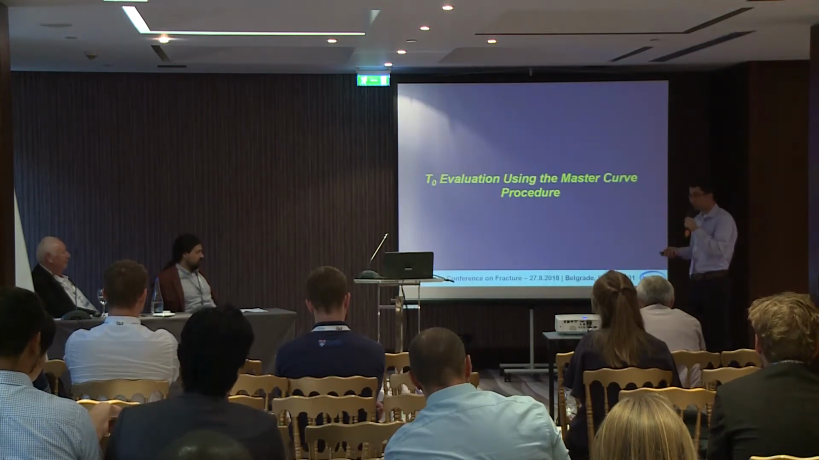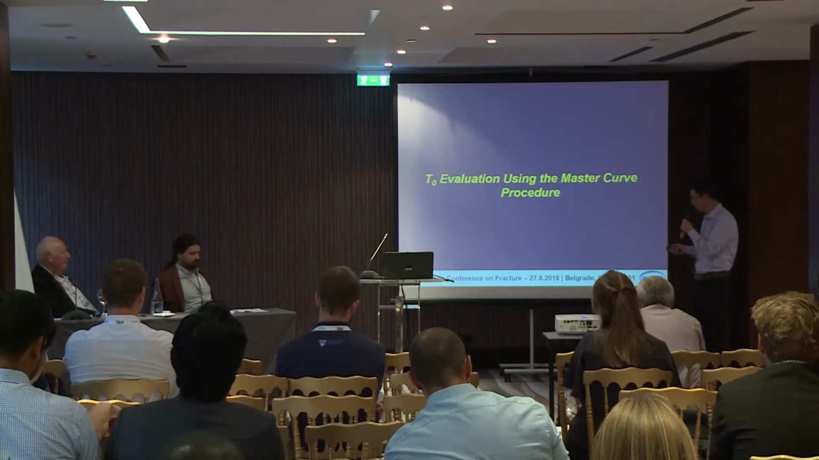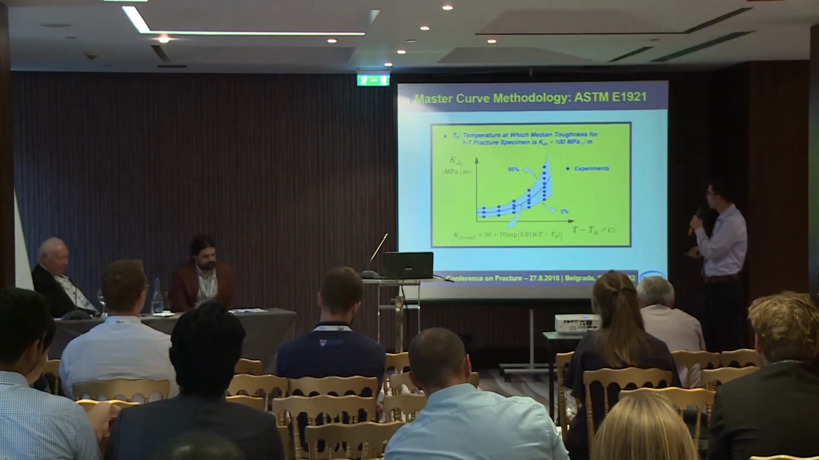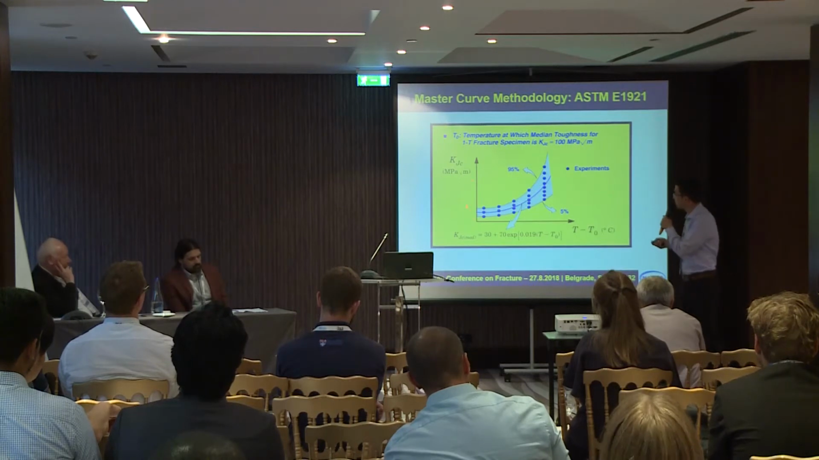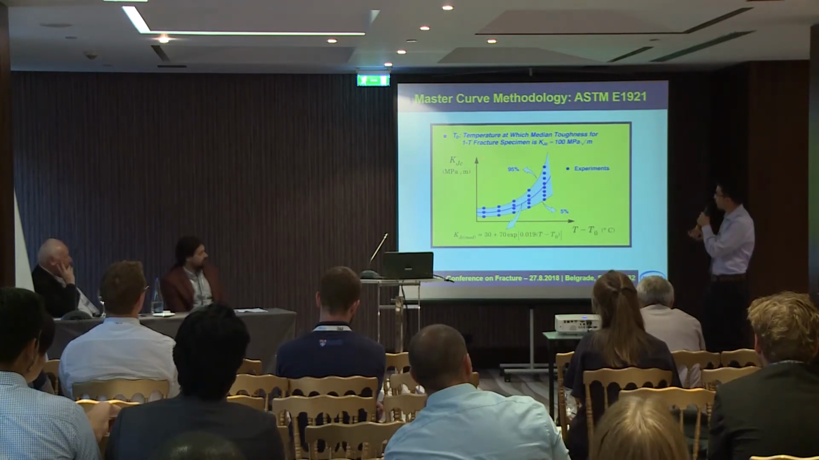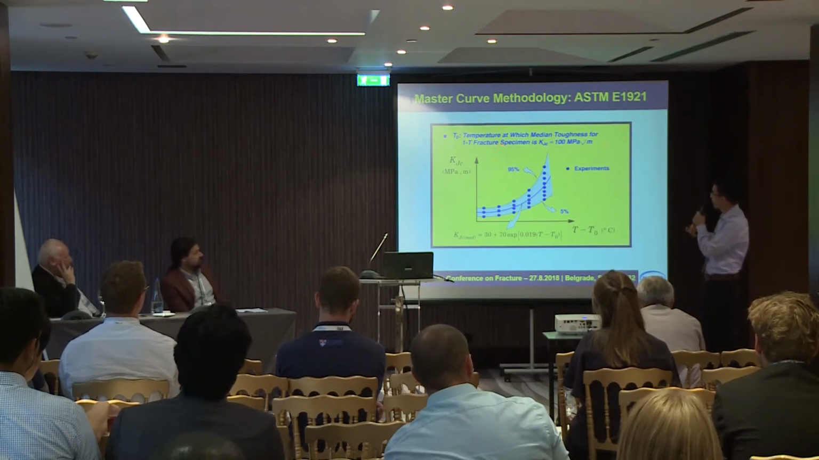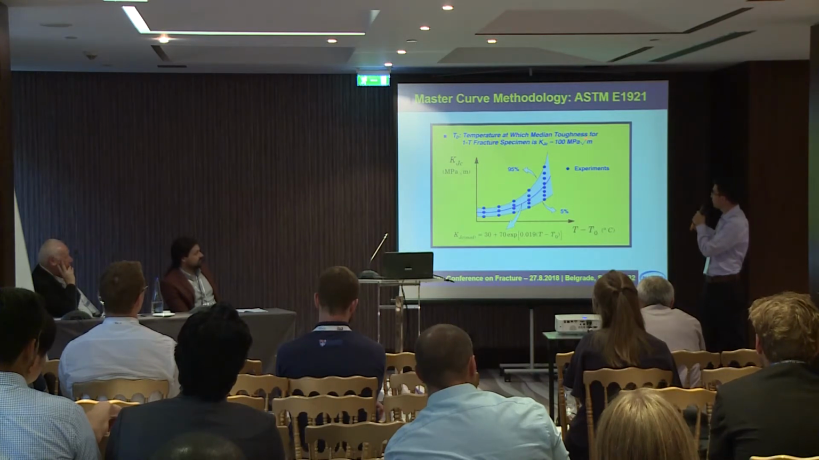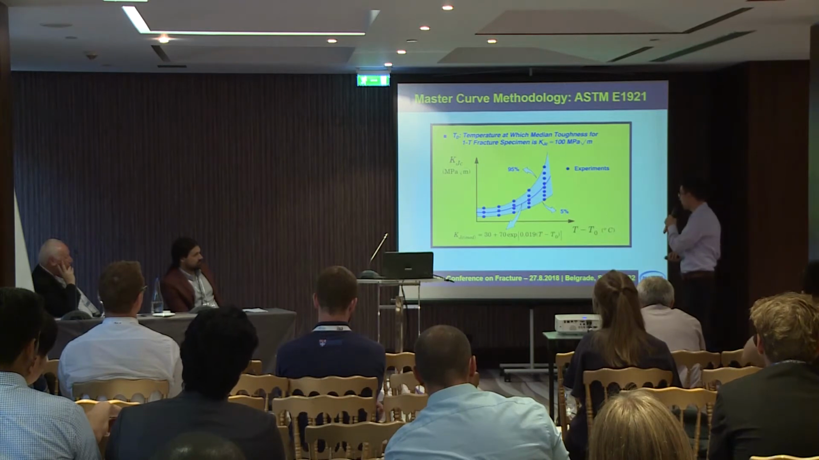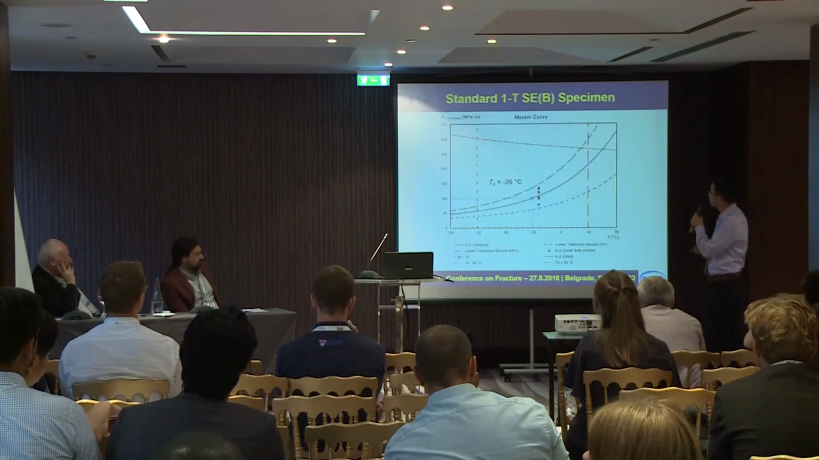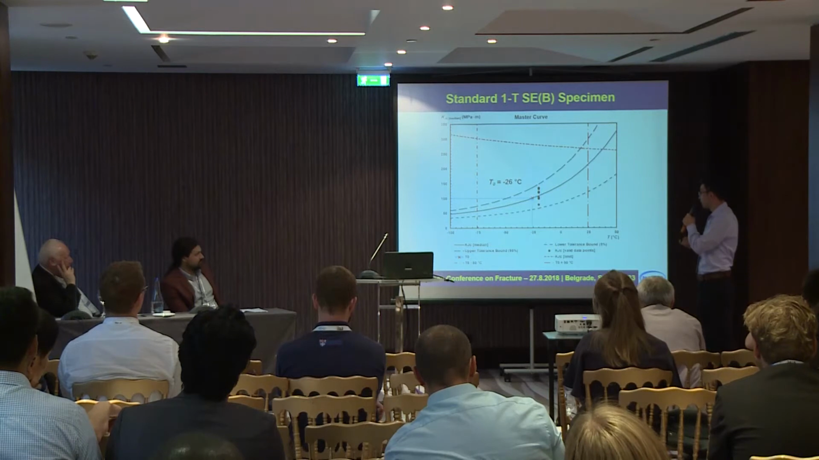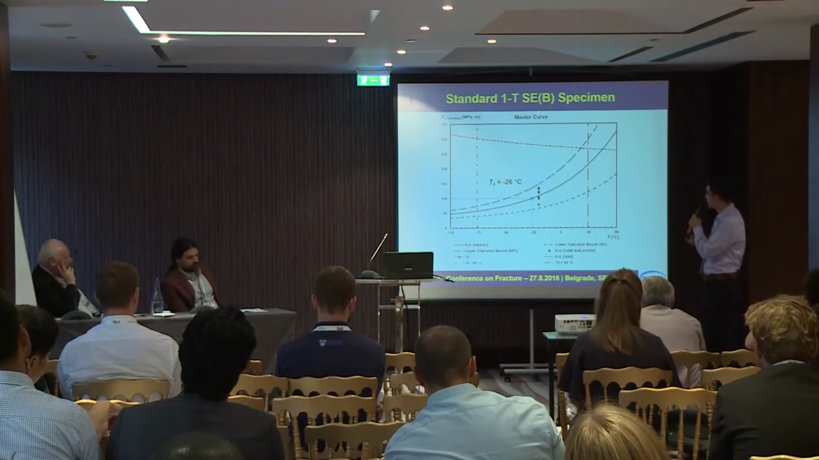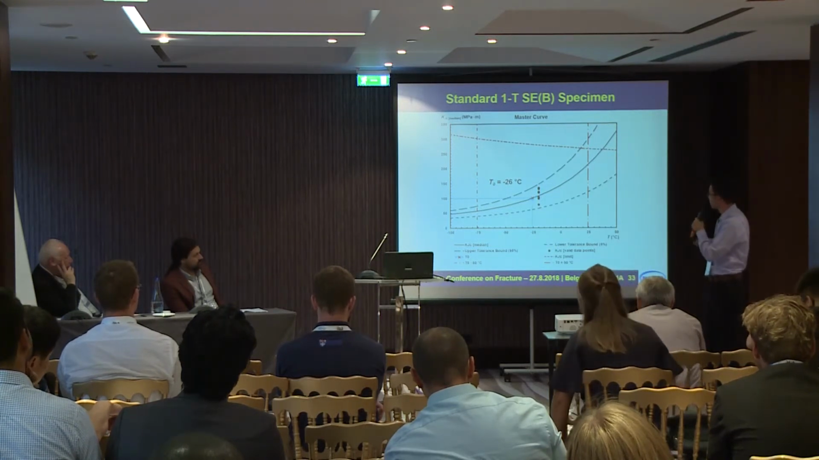From now on I'm going to evaluate the reference temperature using the master curve procedure. Recalling the master curve methodology, this procedure provides a reference temperature, which is defined as the temperature at which the median toughness for a 1T fracture specimen is equal to 100 megapascal square root meter. And here we have the master curve obtained from the standard 1T SCB configuration.